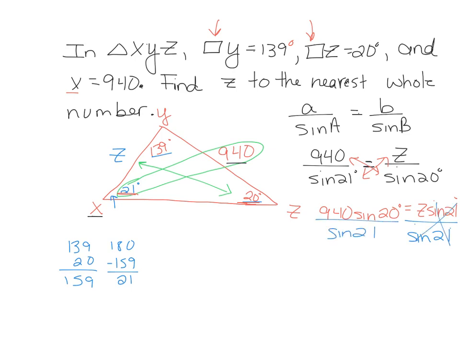And if I type this in my calculator, I would get that side Z equals 897. One thing on Delta Math, they do give inches or feet or whatever. You don't have to type that in your answer. So this one, nearest whole number, would be my final answer.